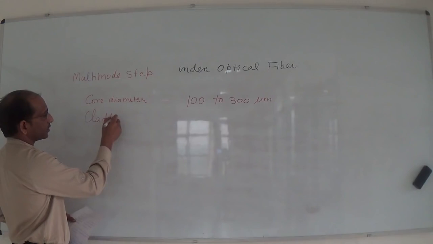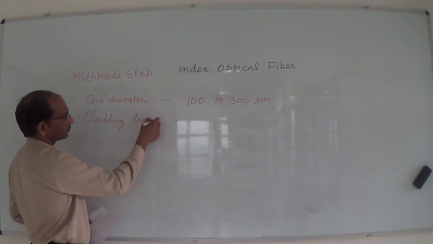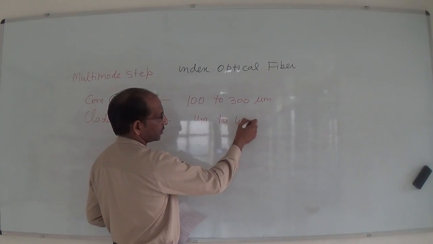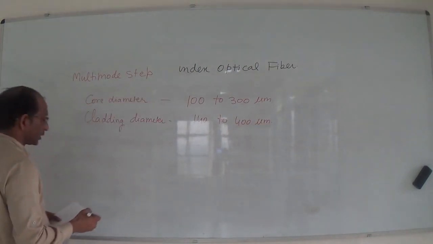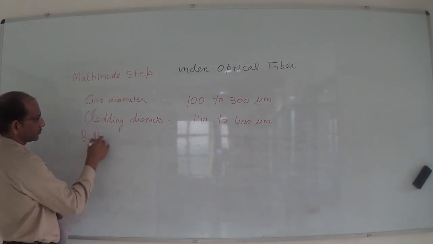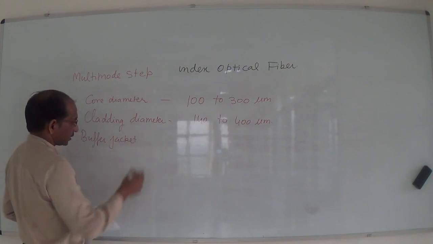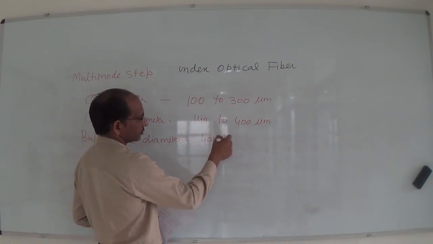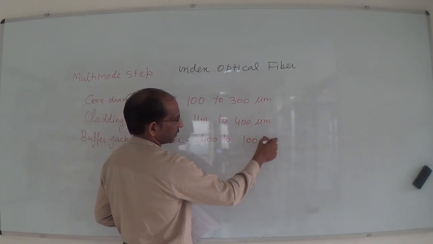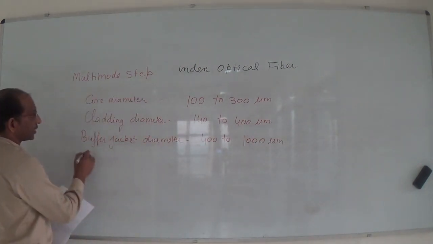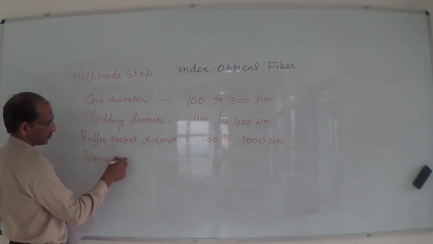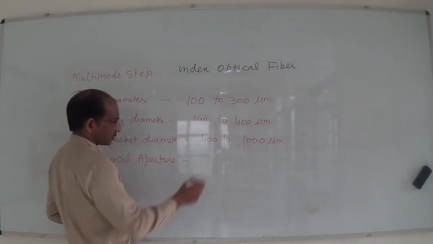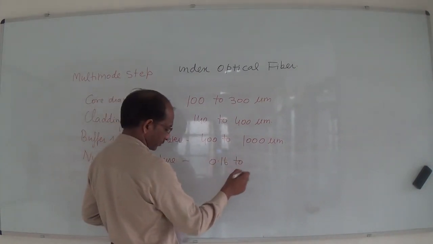Now the cladding diameter is 140 micrometer to 400 micrometer. Buffer jacket diameter is 400 to 1000 micrometer. Numerical aperture in the case of multi-mode step index optical fiber is 0.16 to 0.5.